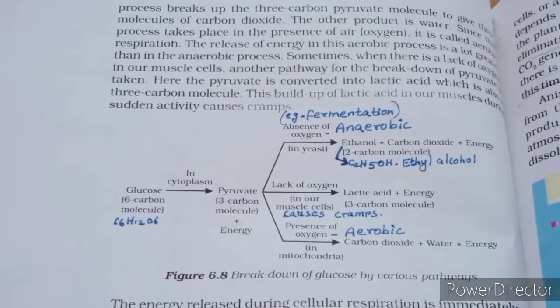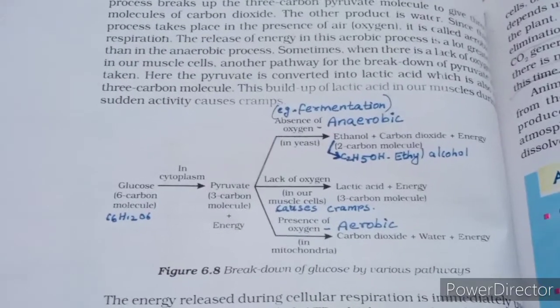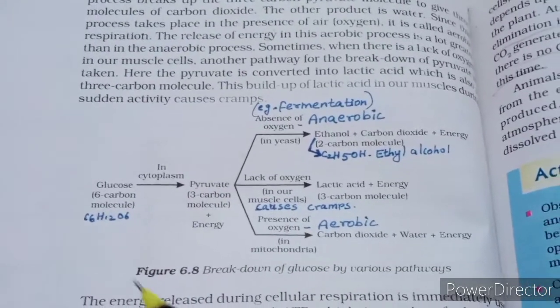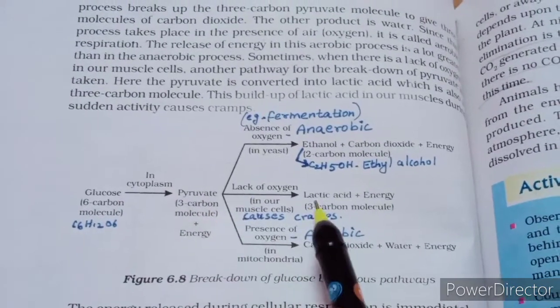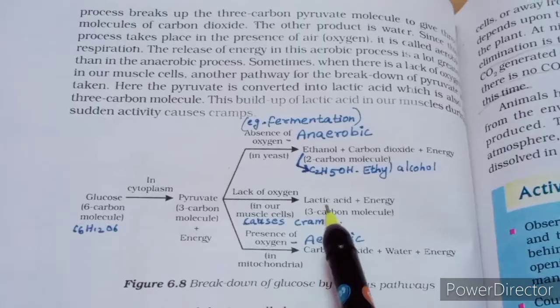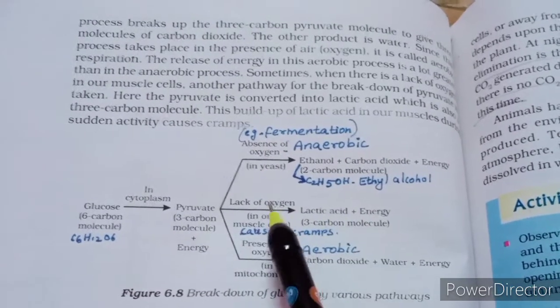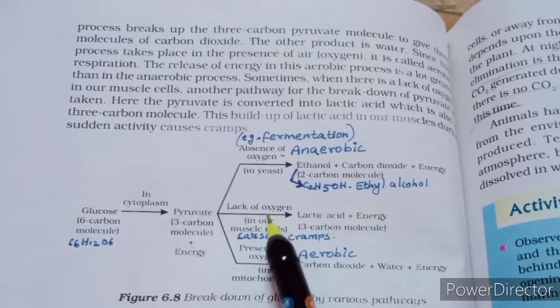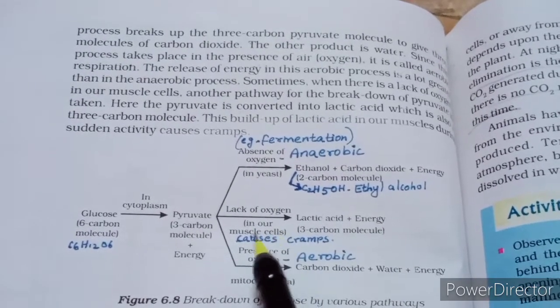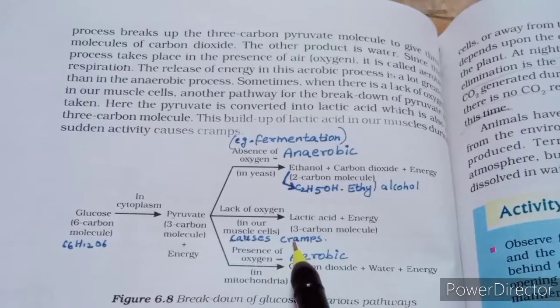Sometimes when there is a lack of oxygen in our muscle cells, another pathway takes place. That is, glucose is converted into pyruvate. Pyruvate is converted into a 3 carbon molecule called lactic acid, and it releases energy. So this pathway takes place when there is not a sufficient amount of oxygen. So it takes place in our muscle cells and it causes the pain called muscle cramps.